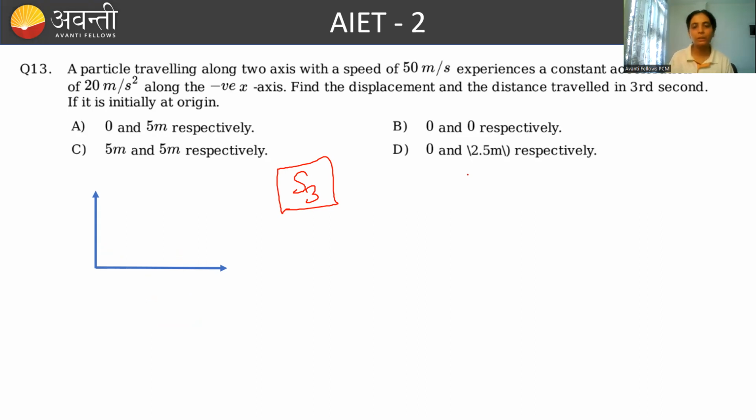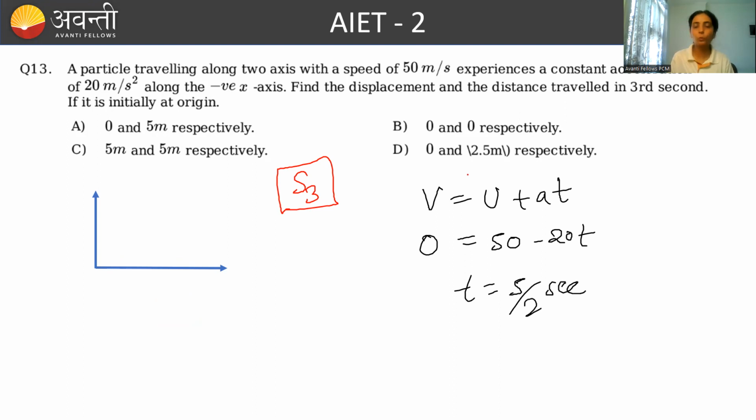At what time? So v equal to what you write? u plus at. So v, final velocity, 0, initially is 50 minus 20t. So t is how much? 5 by 2 seconds. So at 2.5 seconds, at 2 seconds suppose the body was here. And at 2.5 seconds, what is happening? Its velocity is becoming 0. And at this point acceleration is in this direction, you know. So now what will happen? Body will start moving in this direction, right?